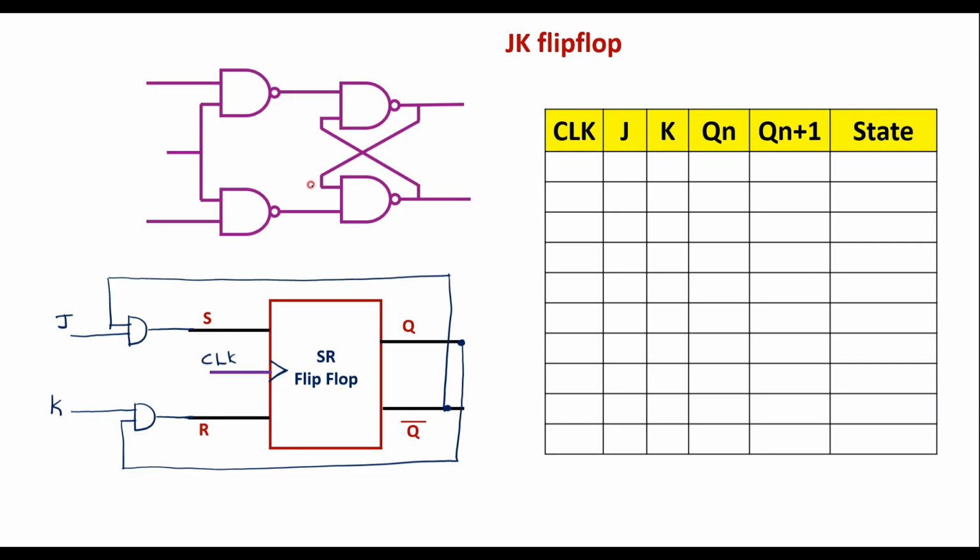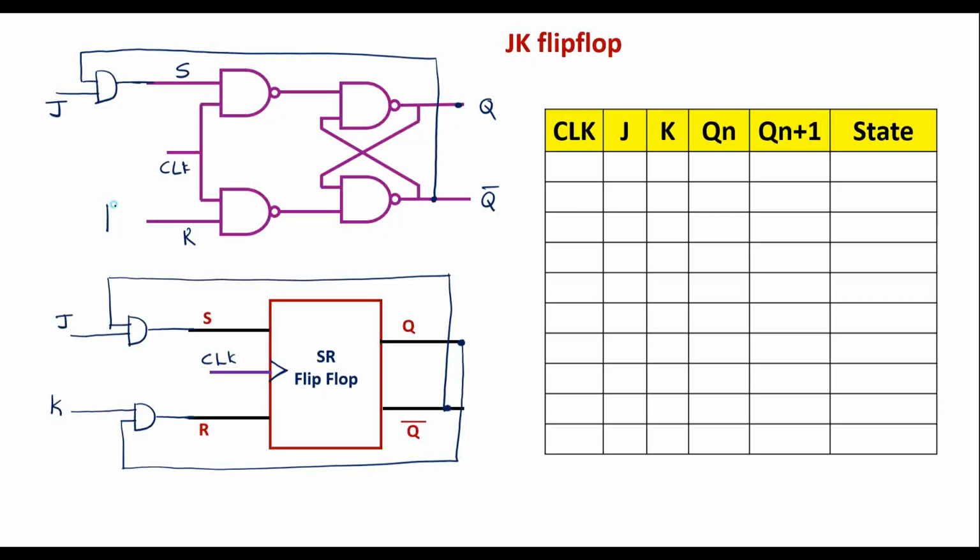This circuit represents the SR flip-flop. This is my S input, this is the R input, and this is the clock input. Let these be Q and Q bar. Let me use one AND gate here. The Q bar output is connected to one of the inputs of this AND gate, and its output is connected to the S input. The other input for this is J.